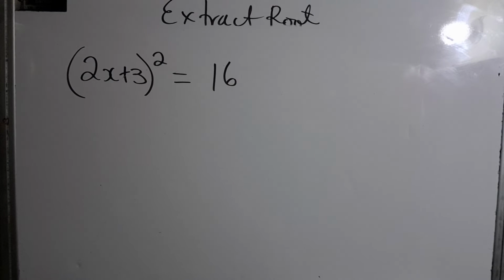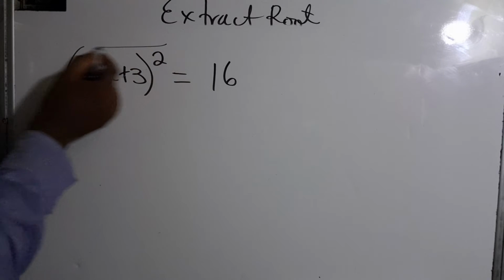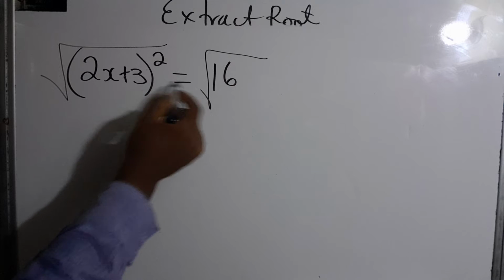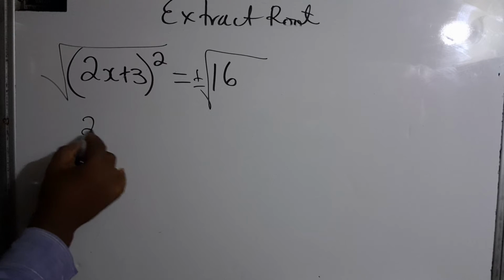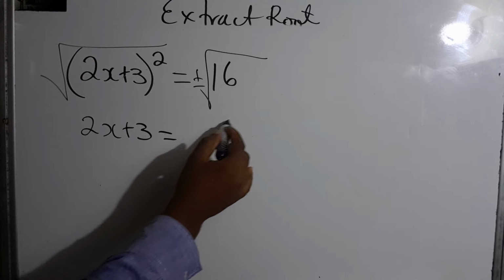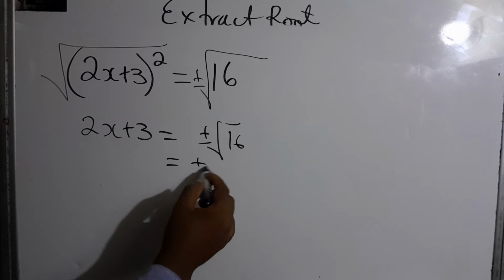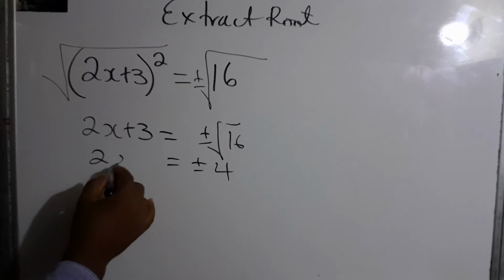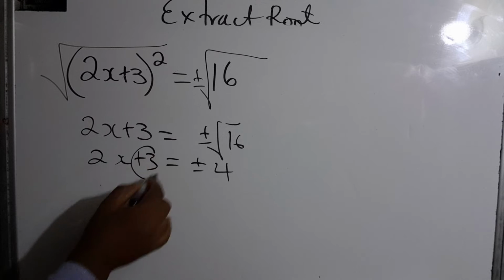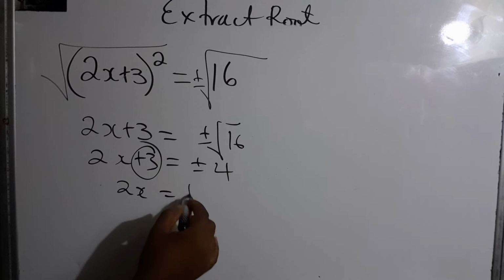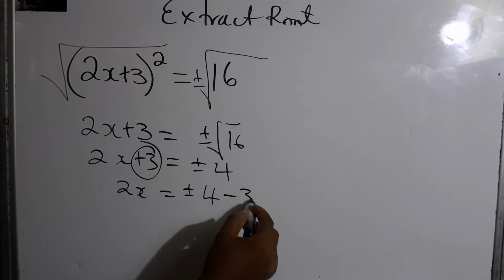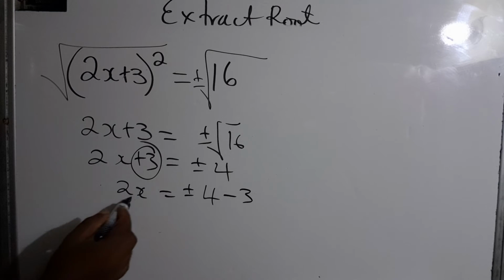Got it. Alright, so let's extract the root. We have 2x plus 3 squared is equal to 16. Again, our first step is to find the square root, which is the opposite of the square. So this will give us 2x plus 3, and of course the square root of 16, which is 4. So let's solve for x now. We're going to subtract 3 from both sides, so it's plus or minus 4 minus 3. And the final step is to divide by 2.